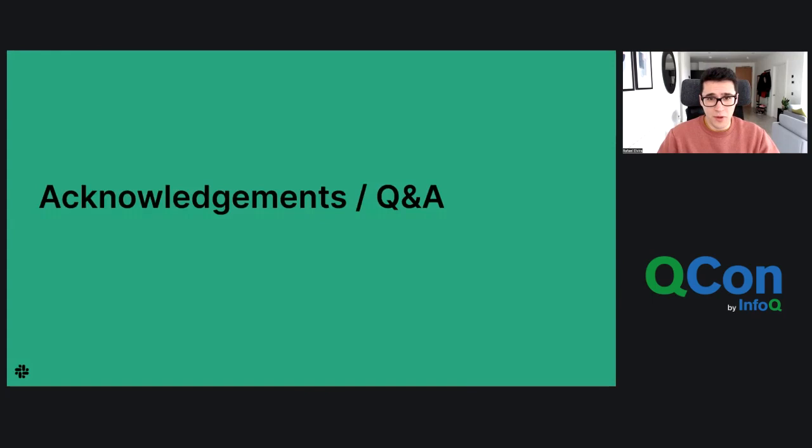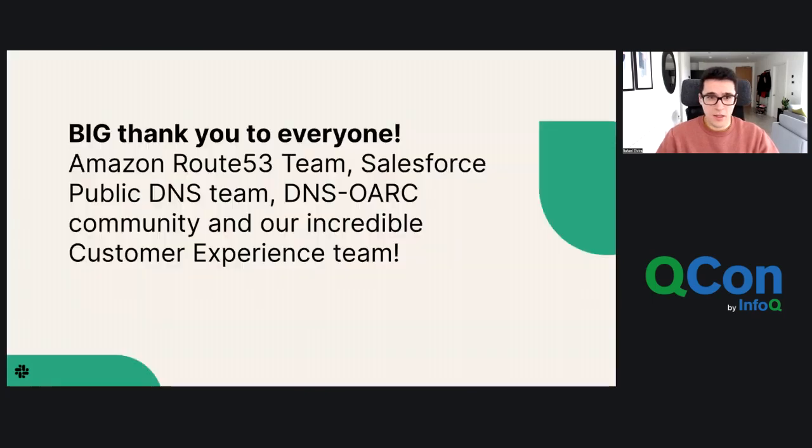So before we jump into Q&A, I would like to do some acknowledgements. I would like to thank the Amazon Route53 team for their collaboration and for the rapid fix, the Salesforce Public DNS team for their kindness, their support, and their DNS expertise, and all of the DNS community for their invaluable help in rapidly flushing caches to bring Slack back to everyone affected by this problem. And last but not least, I want to give a huge thank you to our customer experience team, who are the ones on the front lines every day connecting the dots between our customers and their engineering teams. We couldn't have done it without you.